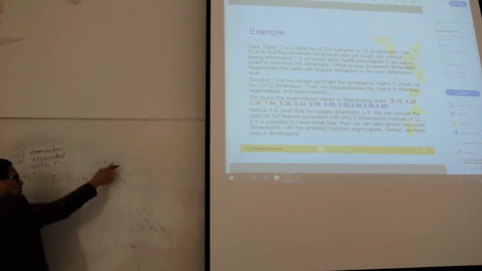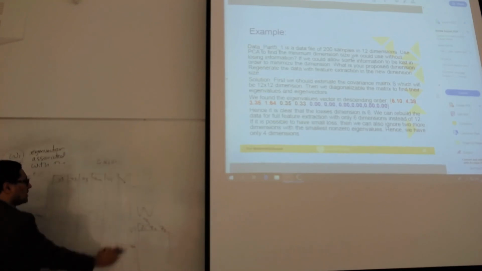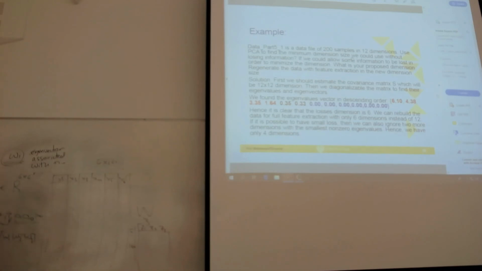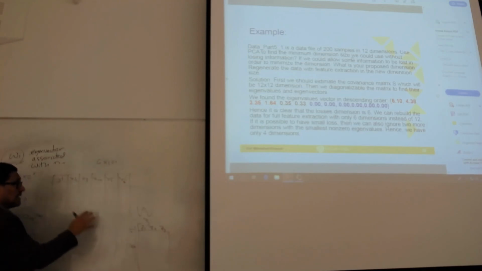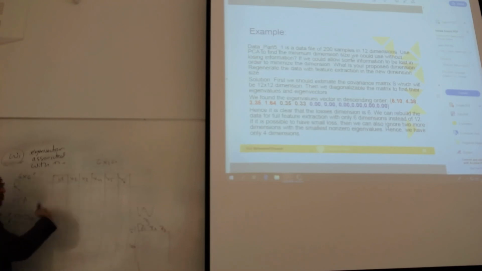But we can't remove just one of those features. Okay? So this is very important to remember. The principal component analysis doesn't remove one feature or two features, but it projects them into a lower dimension. So this is very important to remember.